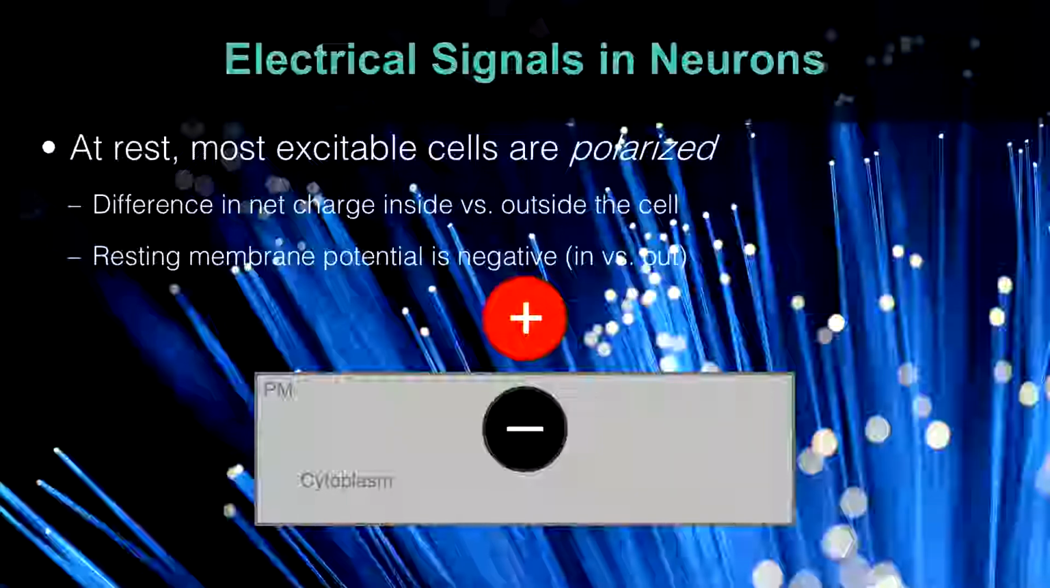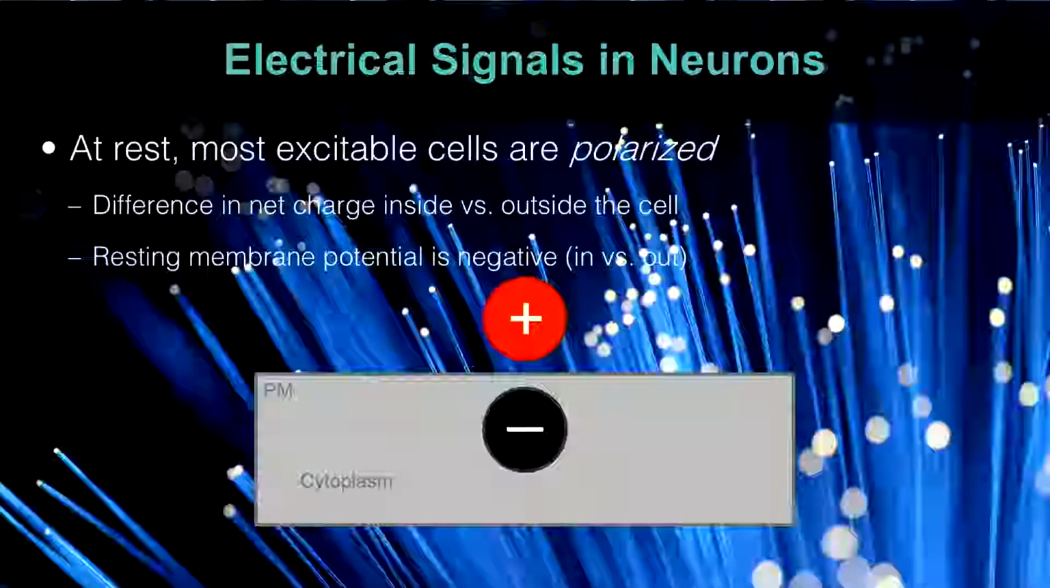Same idea as the magnet. There's a difference in charge. But here it's from the inside to the outside, not end to end. It's across a membrane. And this is the basis for the resting membrane potential, and if we can ever affect one or both of those charges, we create a graded or action potential.